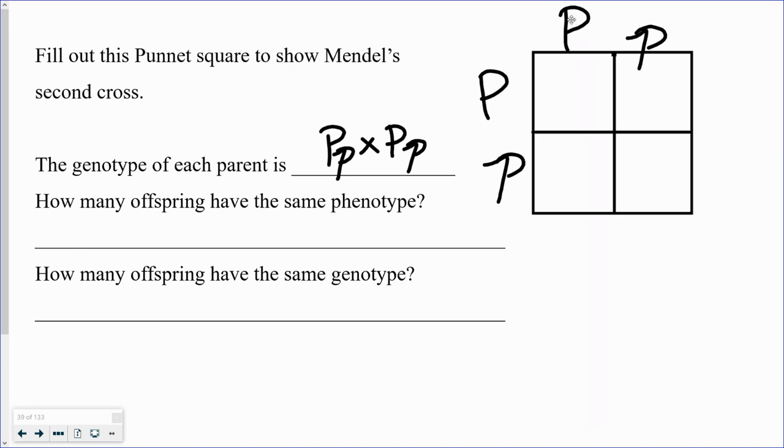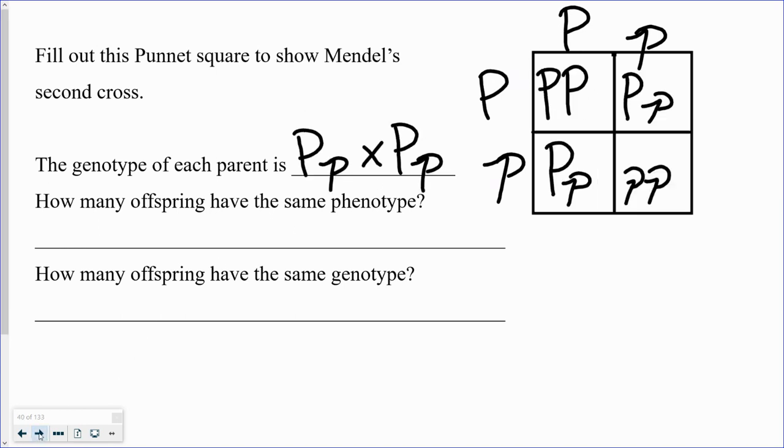Well, remember, if we take this allele here and this allele, capital P, we can place it into this box and we get capital P, capital P. In this box, capital P, lowercase p. In this box, lowercase p, capital P. If there's a dominant or capital letter, I always try to write it first if it's going to end up in the box. Just makes it easier. And over here, we have a lowercase p and a lowercase p.